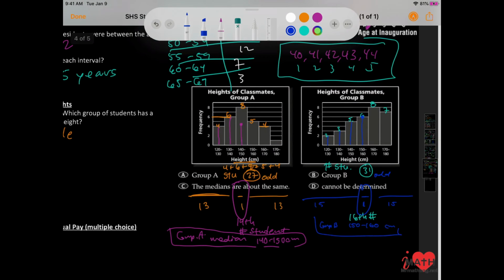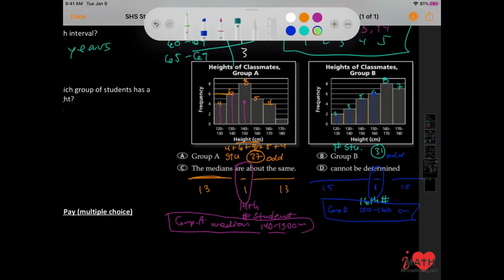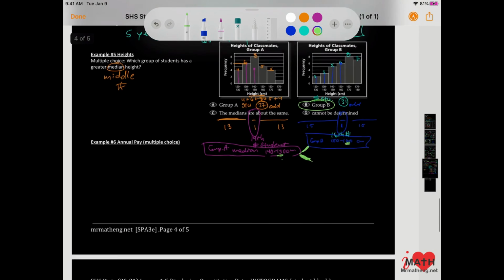Okay. Now let's compare these two numbers. It says, which group of students has a greater median height? So you're basically comparing the medians of both of these, and we're trying to figure out which one is bigger. 150 compared to 160. So group A is less than group B. Group B is greater than group A. So our answer is going to be B. Okay?